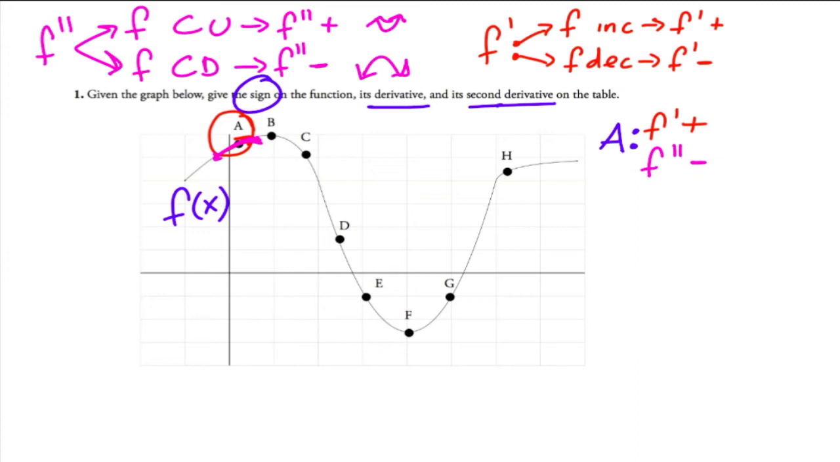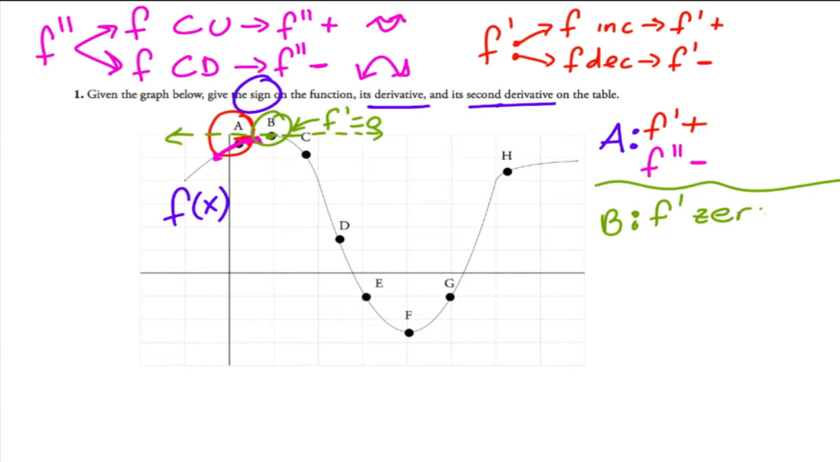Okay, so now for B, notice that if we're looking for the first derivative, the function is neither increasing nor decreasing. And if we just draw a tangent line right there, you'll notice that the slope of this tangent line is equal to 0. So right there at point B, the derivative is actually equal to 0. So the first derivative is 0 at point B because the slope of the tangent line is 0.